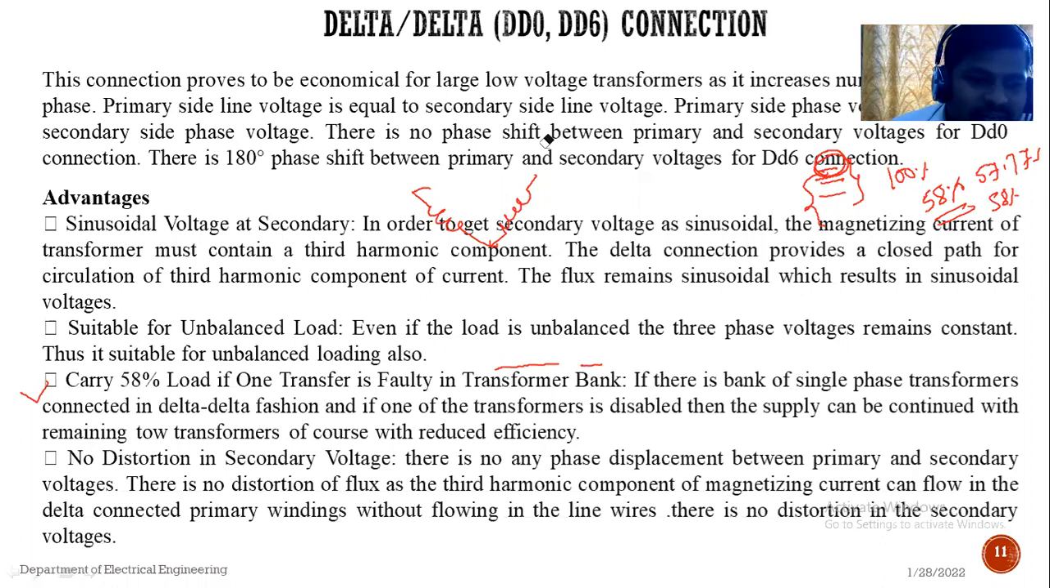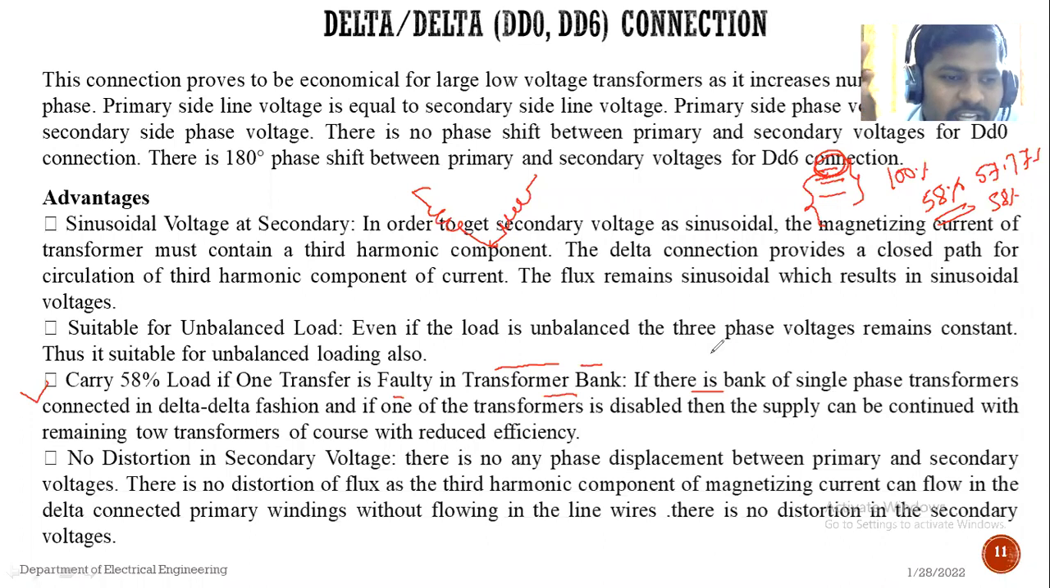See, this is one of the advantages. It will carry a 58% load if any one of the transformer is faulty for transformer bank. If there is a bank of single phase transformer connected in delta delta fashion, and if one of transformer is disabled, then the supply can be continued. Supply कंटिन्यू होईल, supply ची कंटिन्युटी मेंटेन होईल विदाउट टोटली इंटरप्टिंग. ती जी काही लाईन आहे टोटल इंटरप्ट न होता सप्लायची कंटिन्युटी राहील.